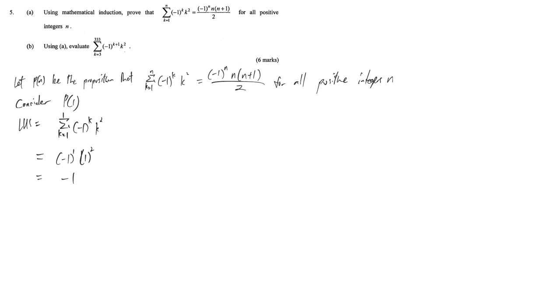We get -1 here. We are going to consider the right hand side, to see whether they are the same. So right hand side, we have -1 power of 1, times 1 times 1 plus 1 over 2. So it gives -1 times 2 divided by 2. It's also -1. Based on the fact that LHS equals RHS, therefore, we can draw the conclusion that P1 is true.